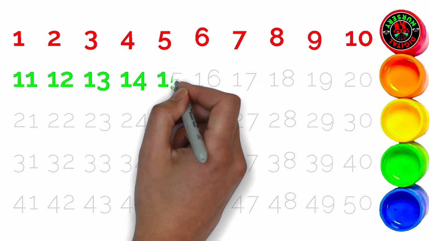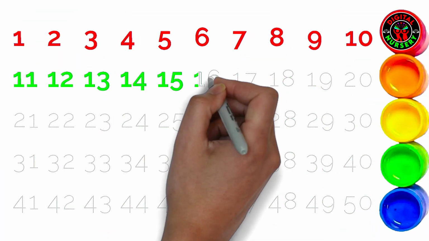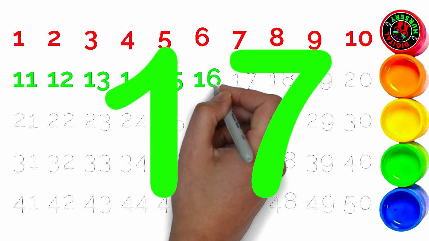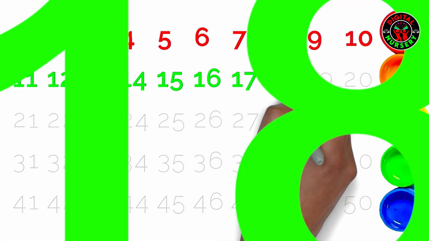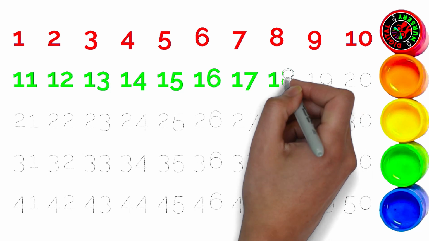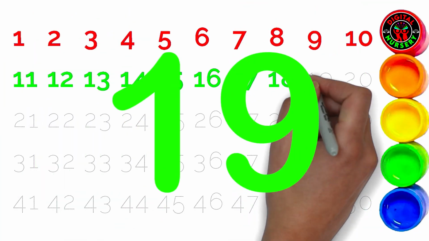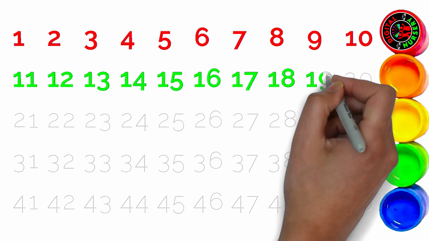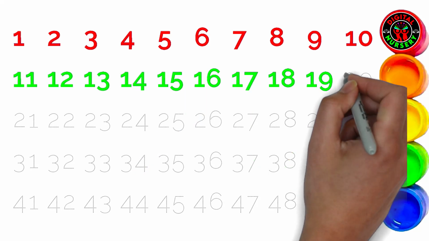15. Let's write 15 in green color. 16. Let's write 16 in green color. 17. Let's write 17 in green color. 18. Let's write 18 in green color. 19. Let's write 19 in green color. 20. Let's write 20 in green color.